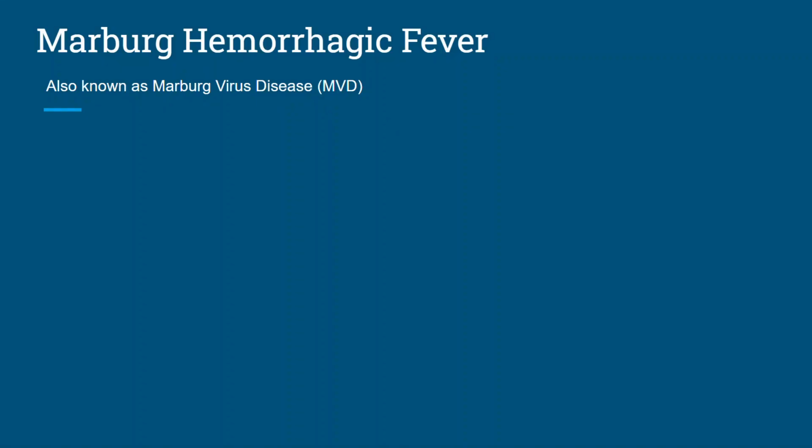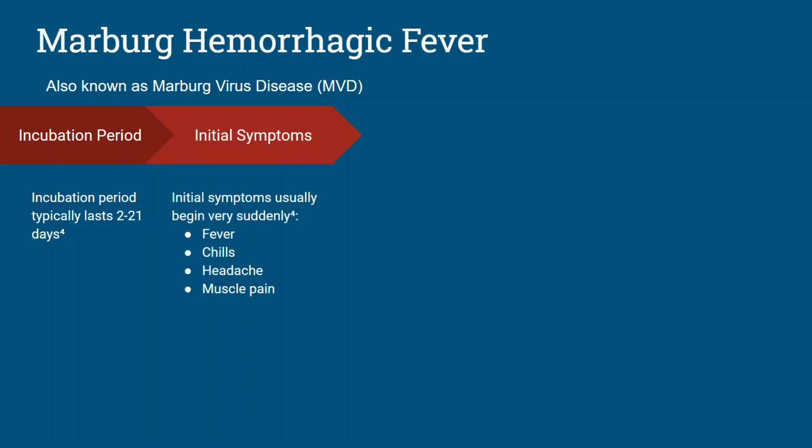Now, Marburg virus causes Marburg hemorrhagic fever, which is also known as Marburg virus disease, or MVD for short. After an incubation period of 2 to 21 days, the disease progression can be really quick and really deadly. So those initial symptoms in that prodromal phase can be fever, chills, headache, muscle pain. It can look like a couple of other diseases that are pretty common in this region.